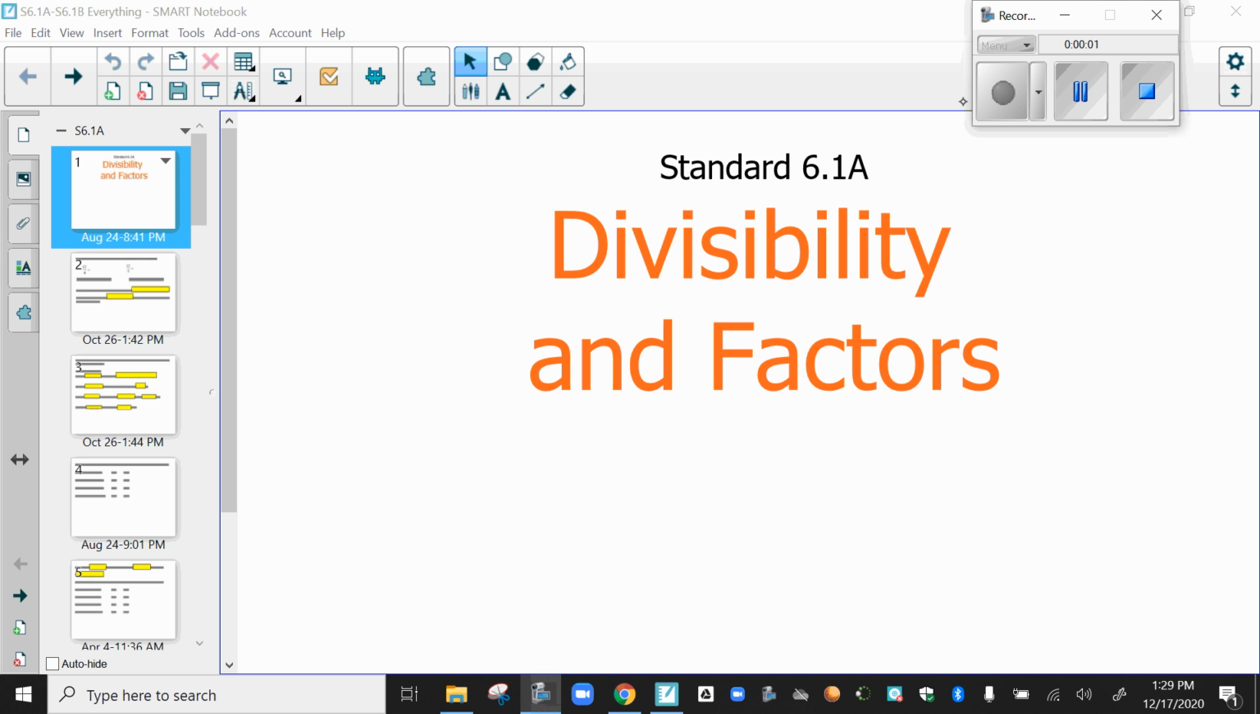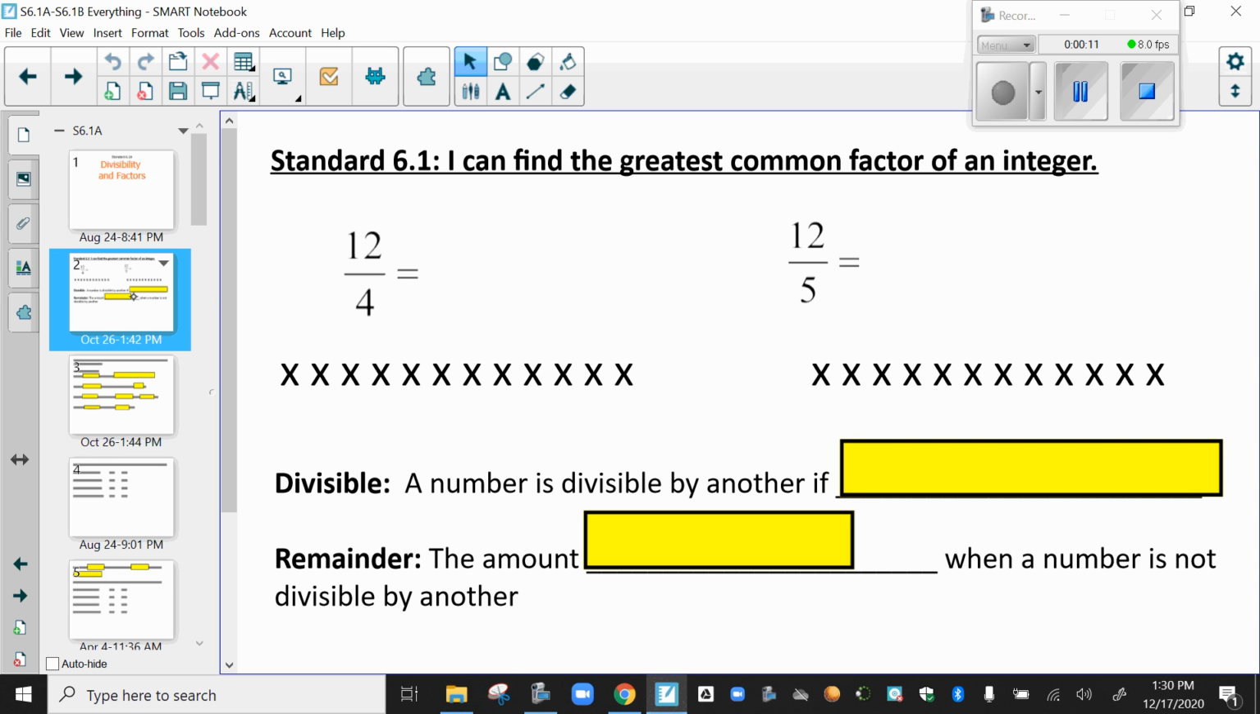Hey, we're moving on to Unit 6 now. Standard 6.1, divisibility and factors. This is kind of interesting stuff. Hopefully some of this is stuff you're familiar with, and hopefully some of it's stuff that sticks. All right, Standard 6.1, I can find the greatest common factor of an integer.